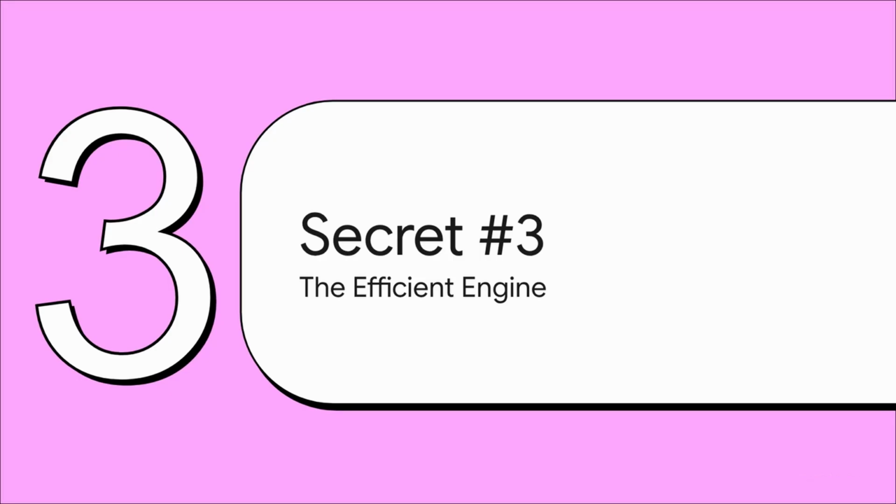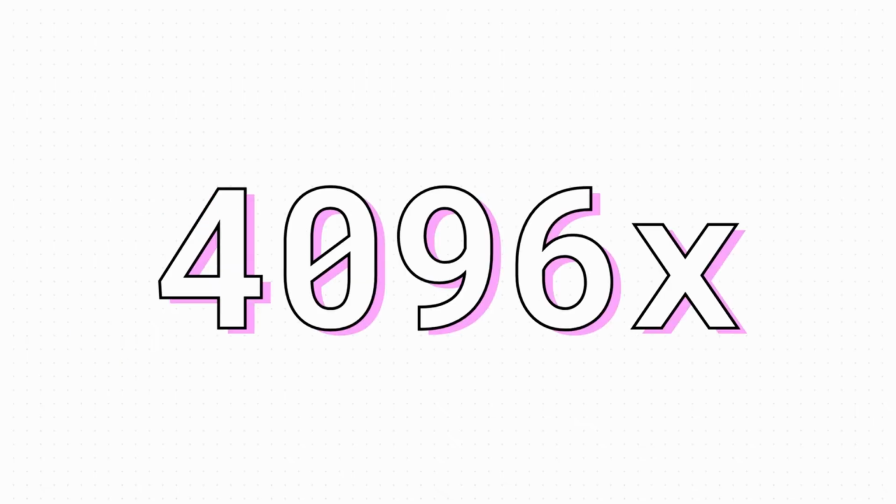But how in the world do you get all that to run on a home computer? Well, that's where our third and final secret comes in, a ridiculously efficient engine that makes the whole thing possible. Okay, get ready for this number. The single component that makes Wan 2.2 so accessible achieves a compression ratio of 4,096 to 1.